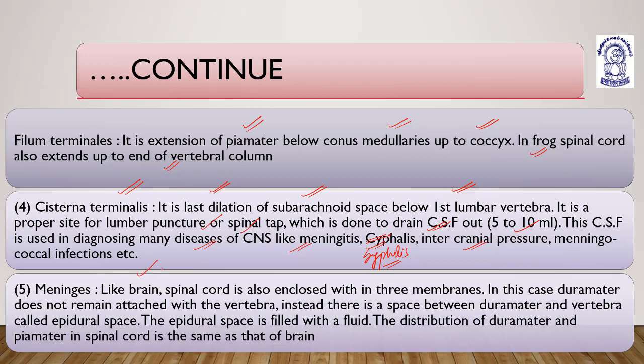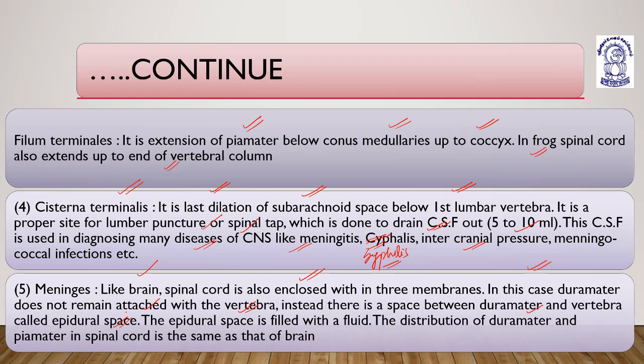Meninges. Like the brain, the spinal cord is also enclosed by three membranes. In this case, the dura mater does not remain attached to the vertebrae. Instead, there is a space between the dura mater and the vertebrae called the epidural space.